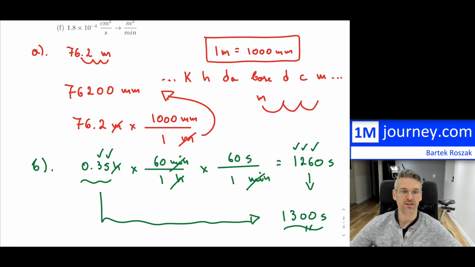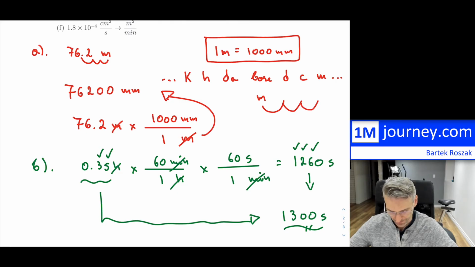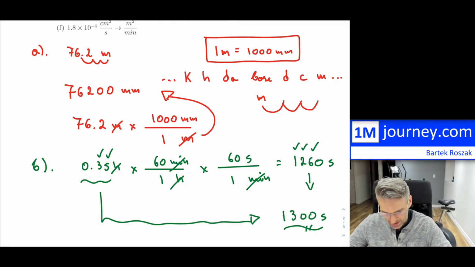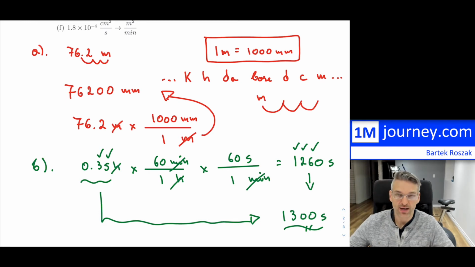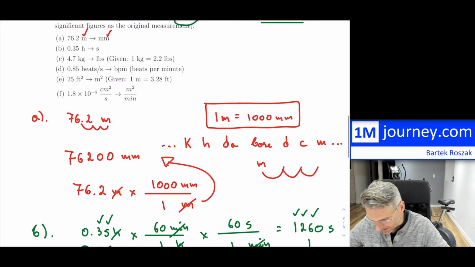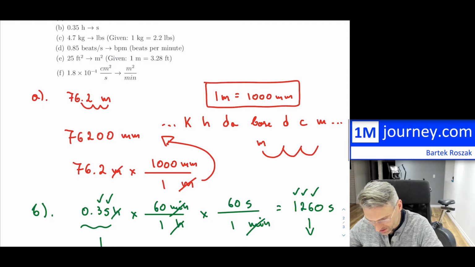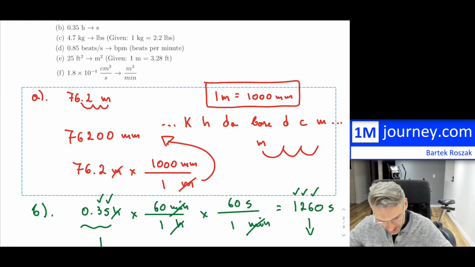Now, rounding with significant figures, again, I can put up a link up above there for you, all right, if you want to see that. Okay, so that is the answer. Now, if they didn't tell us to round, you can just leave it at 1,260 seconds. So that was part B. Part C, okay, let's take a look at that one.